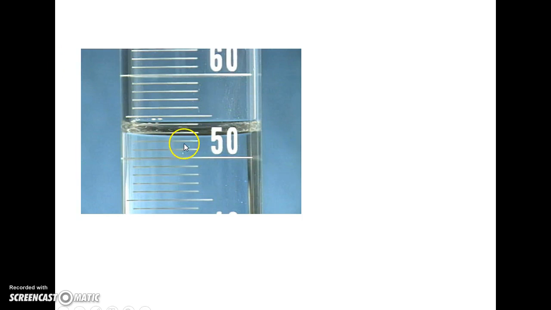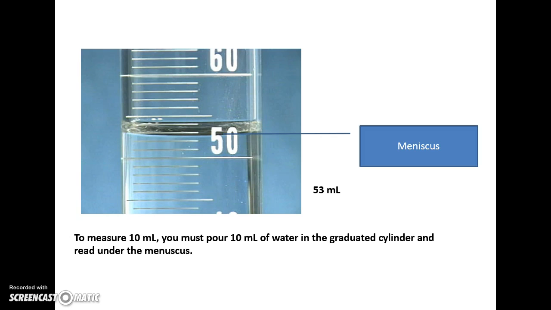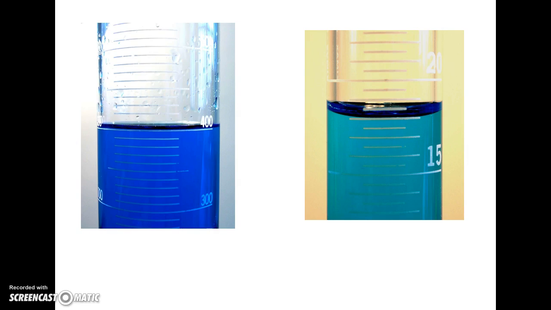So that being said, this will be 51, 52, 53 milliliters. Making sure that you're looking under the meniscus and not on top. That's why this is 53 milliliters, not 54. The other example here, to measure 10 milliliters, you must pour 10 milliliters of water in the graduated cylinder and read under the meniscus.